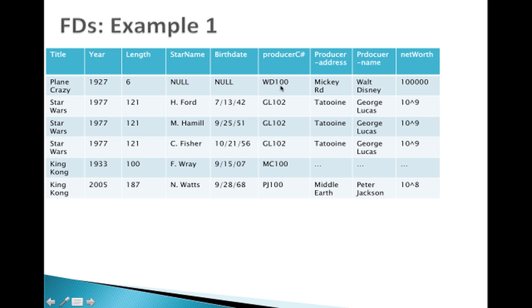So one functional dependency that holds here is that the producer certificate number implies producer address. Okay, because two tuples that have the same producer number will have the same address, and same goes with the net worth. So in fact, we have several functional dependencies here. Producer certificate number implies producer address, producer certificate number implies producer name, producer certificate number implies net worth. Aside from that, we have title year implies length. Remember that we assume that a movie is uniquely defined if we know its title and the year. So title year implies length is another functional dependency. Star name implies birth date is another functional dependency, because again we are assuming that star names are unique, so they uniquely define the birth date.